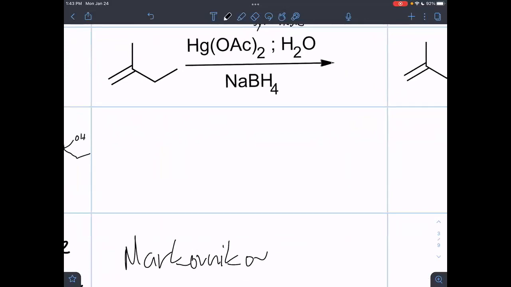Oh, did everyone get that? Can I start the mechanism? Okay, this one's complicated. I'm not going to draw every arrow, but I'll just draw the steps. And you should know that this group is what gets added. So if this changes to an alcohol, then you would get an ether.